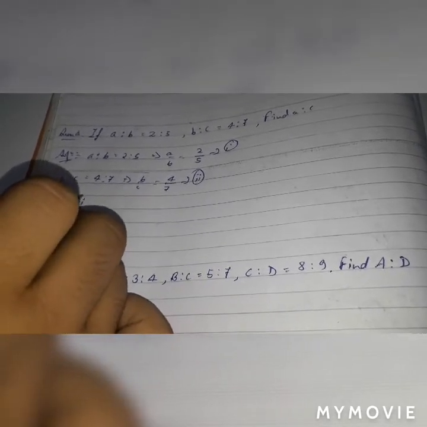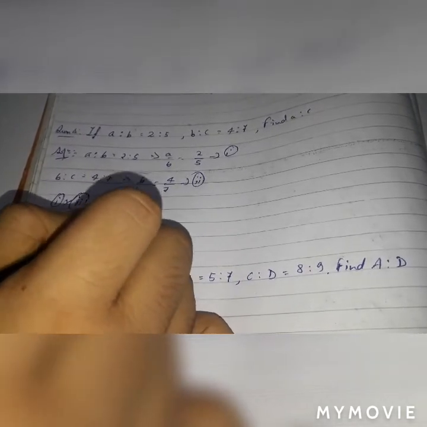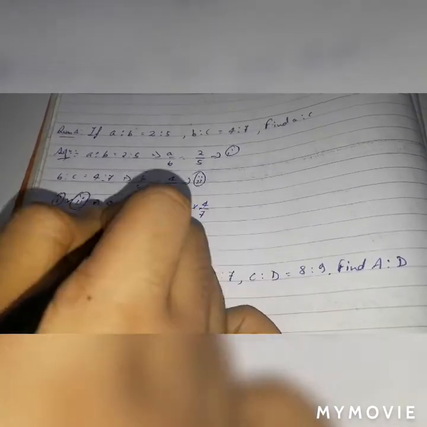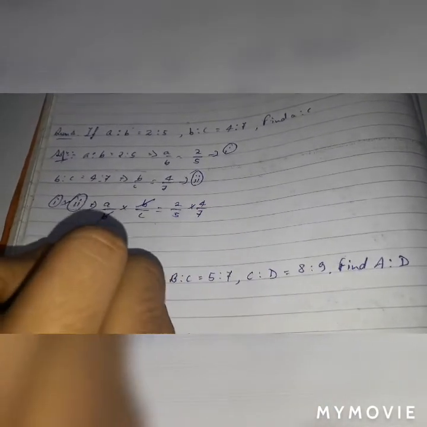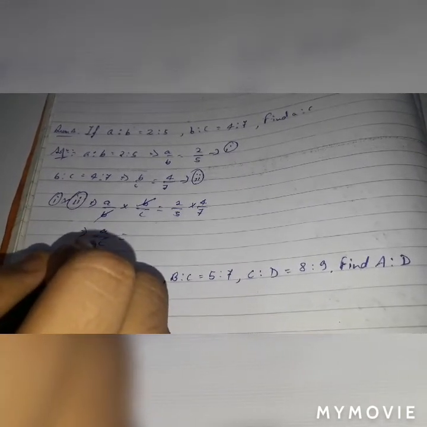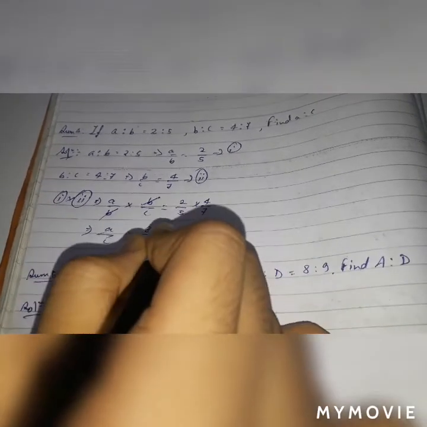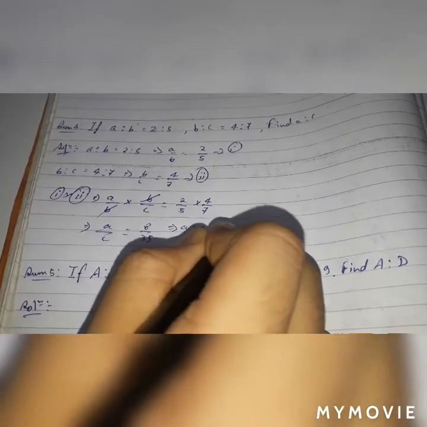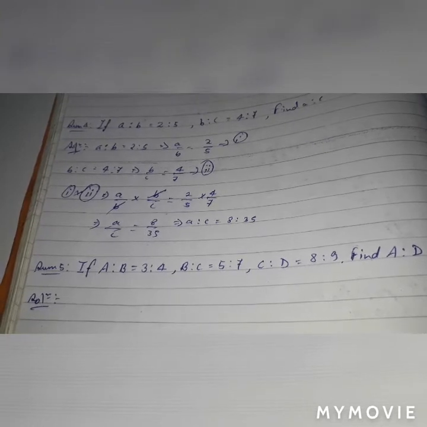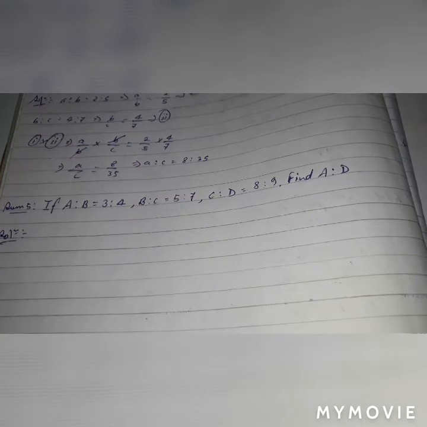So 1 into 2 will give us A divided by B into B divided by C equals 2 divided by 5 into 4 divided by 7. B gets cancelled, that is A divided by C equals 8 divided by 35. It implies A is to C equals 8 is to 35. You see, the sum was quite easy and you need to understand. If you understand, each and every sum will be easy.